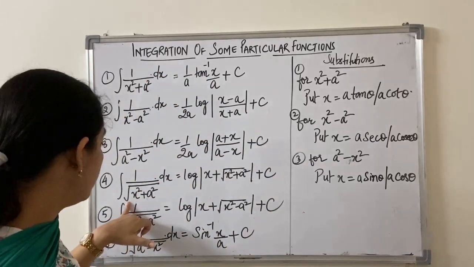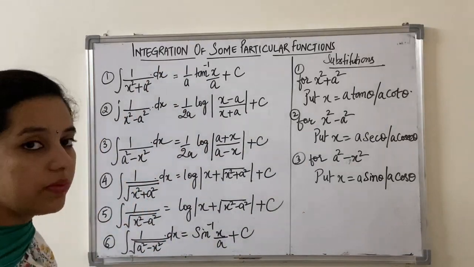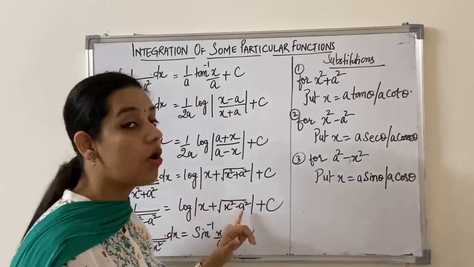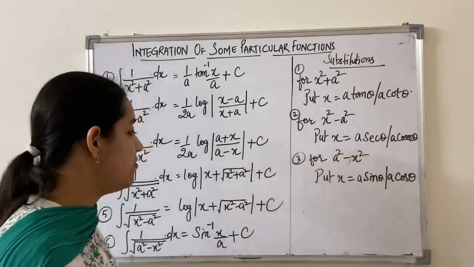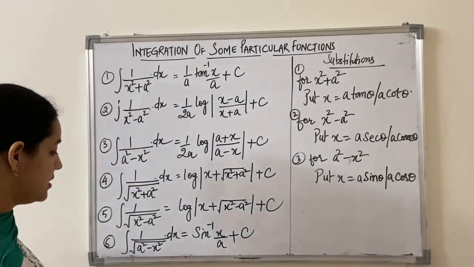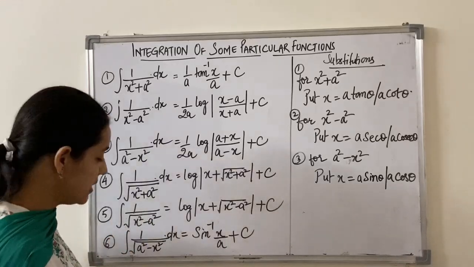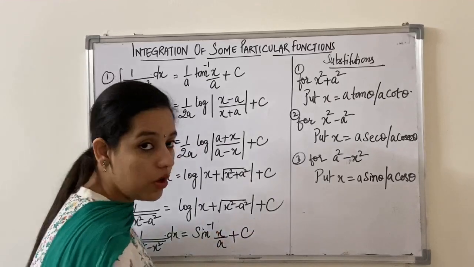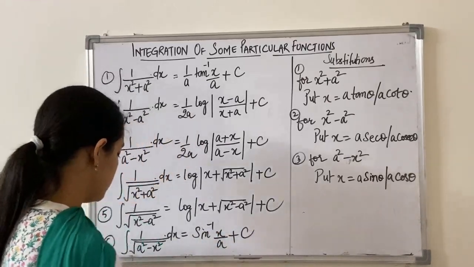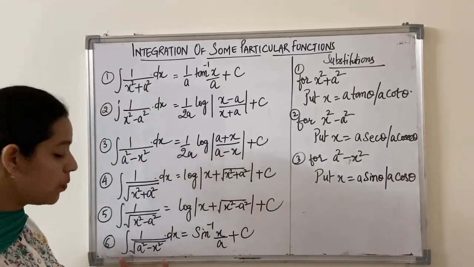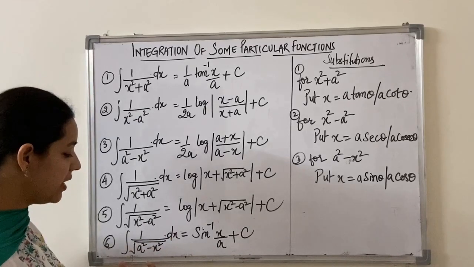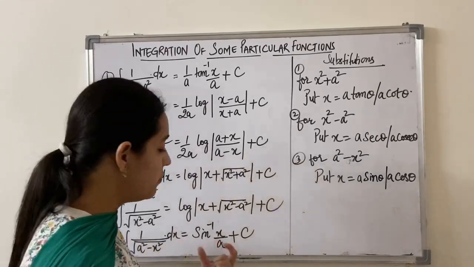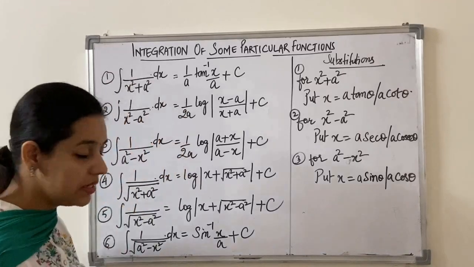So the fourth one is the integral of 1 upon under root of x square plus a square dx, that is equal to log of mod of x plus under root of x square plus a square plus the constant c, and 1 upon under root of x square minus a square is equal to log of mod of x plus under root of x square minus a square plus the constant c. And the last one, 1 upon under root of a square minus x square dx, will be equal to sine inverse of x upon a plus the constant c.